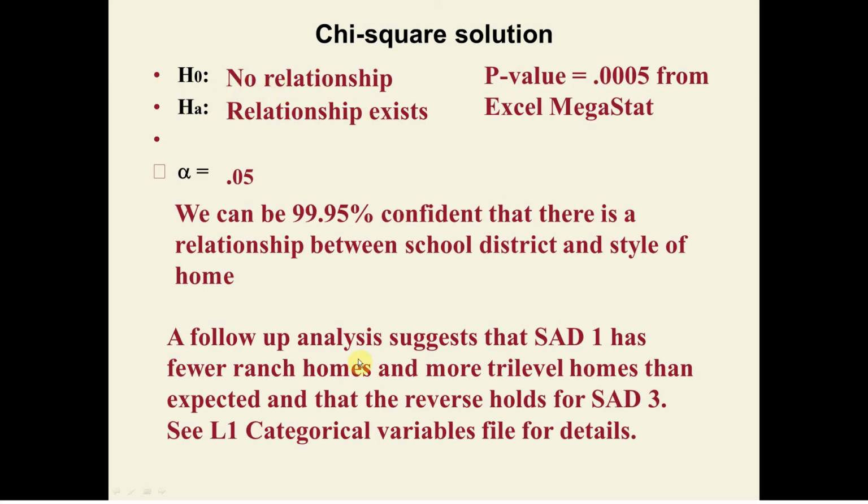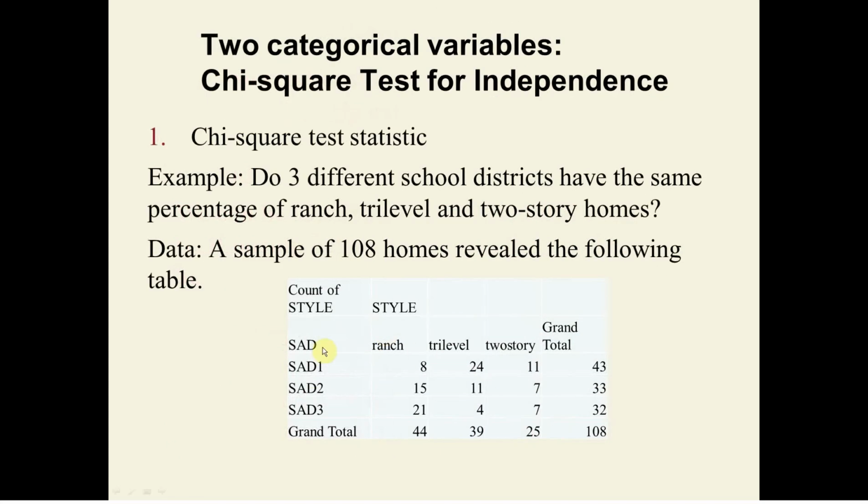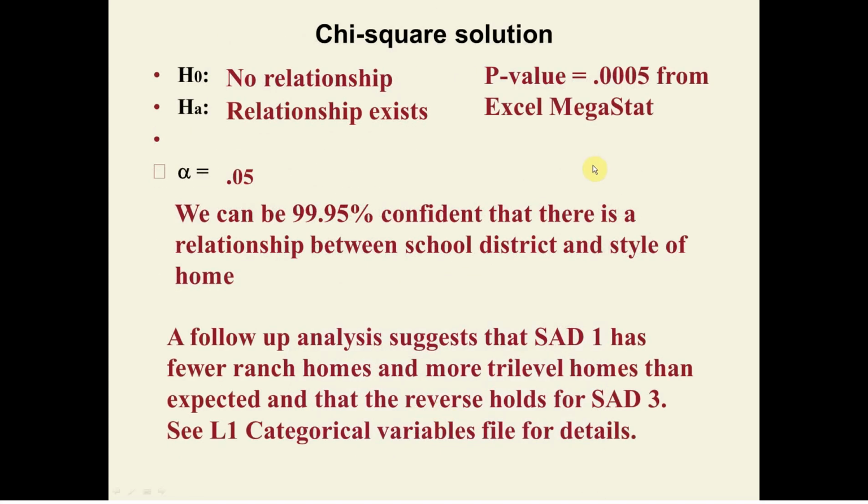So if we run this particular data through our chi-square, putting this table into the chi-square on Megastat, we'll get a p-value of 0.0005. That's less than 0.005. Therefore, we're 99.9% confident that there is a relationship between school district and style home.